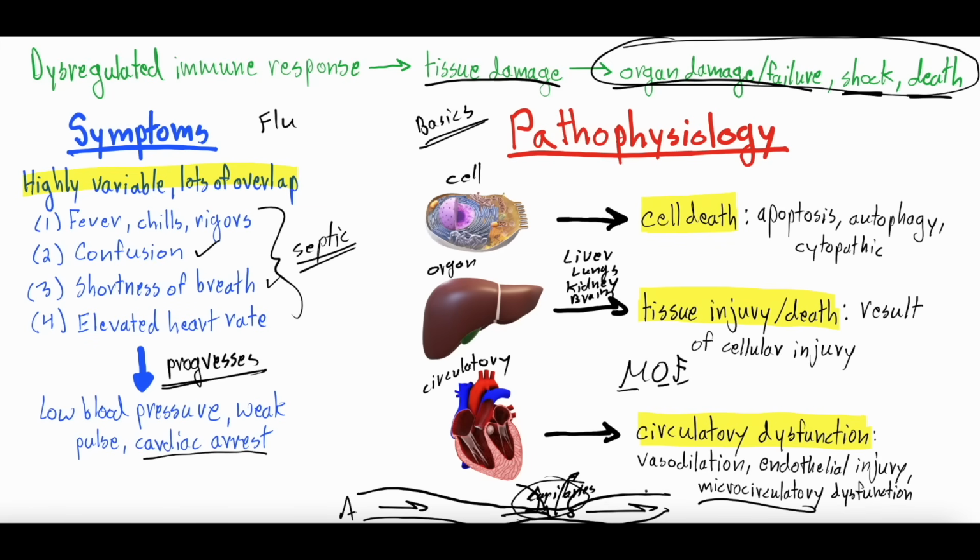And all of this can lead to that severe sepsis or septic shock, which can lead to morbidity and even death. So this is the pathophysiology, starting with cell damage, progressing to tissue injury, tissue death, organ injury, organ failure, circulatory dysfunction, and circulatory collapse, right? There's this spiral that can occur if we don't intervene.